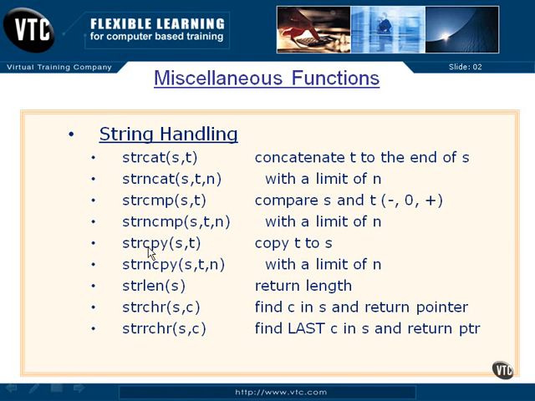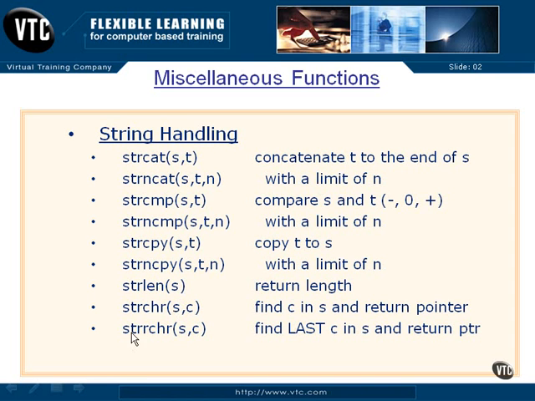Here's a string copy. We'll copy T into S, a character at a time, until you get to the null. With strncpy, there's a limit of how many bytes of T will be copied to S. Return the length of a string with strlen. Here's strchr. We're going to look for this individual character in this string S, and we will return a pointer to this location within S, or if the character is not in S at all, we will return a null pointer of zeros.